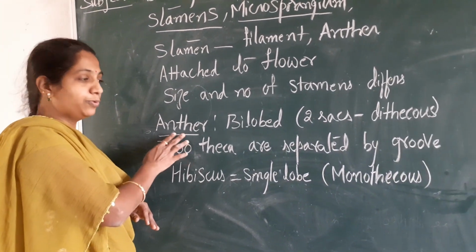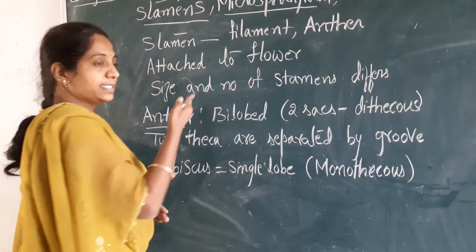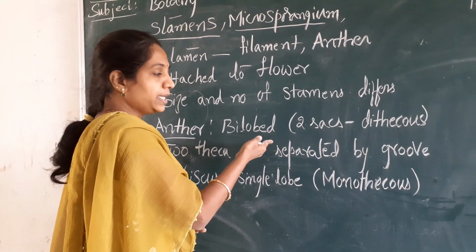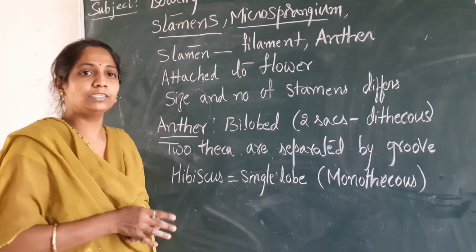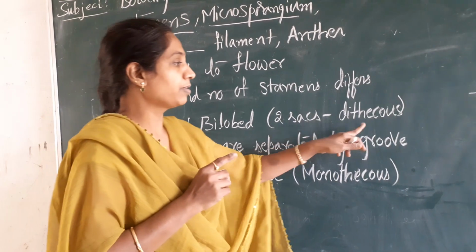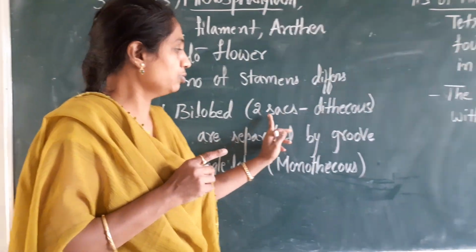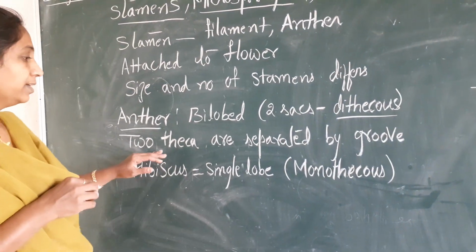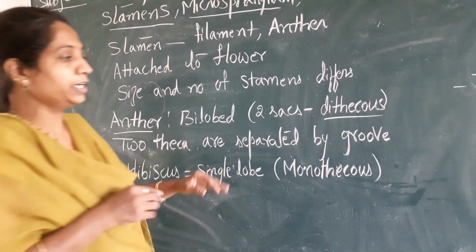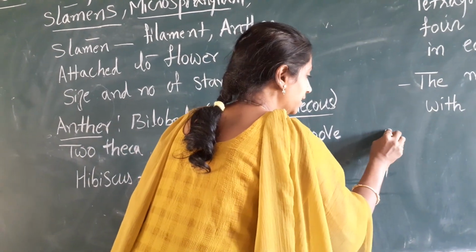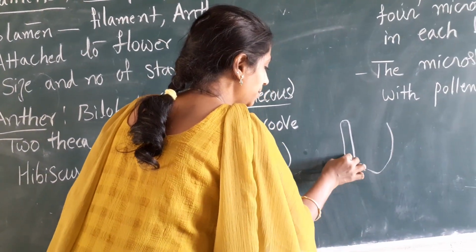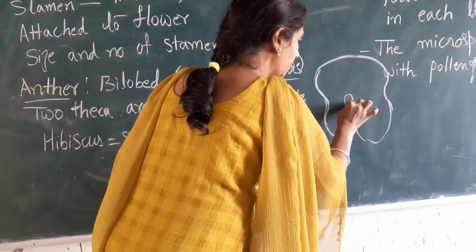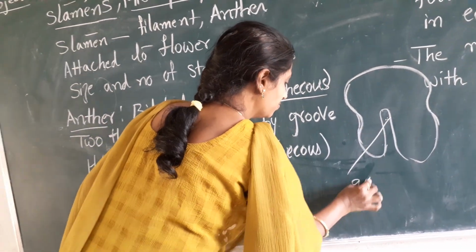Anther. If you take this portion, the upper portion of the stamen, it is bilobed, meaning it is made up of two sacs. Bi means two. So the two sacs are called dithecous. When two sacs are present, you use the term dithecous. The two theca are separated by a groove. A groove is nothing but a depression like this. This is the groove.